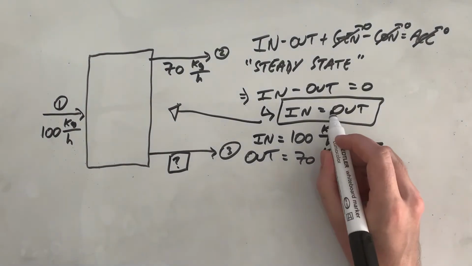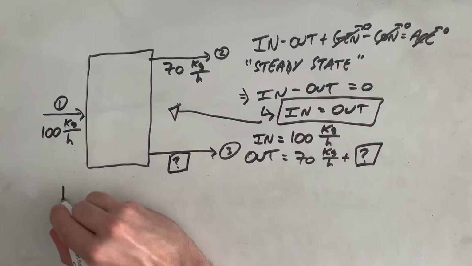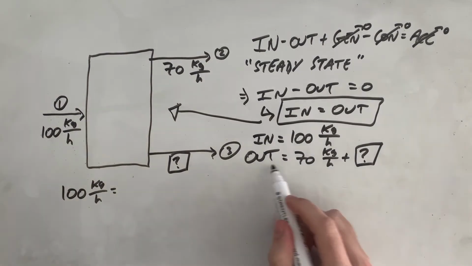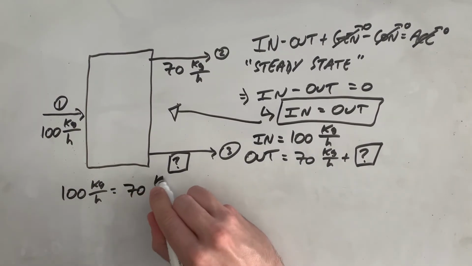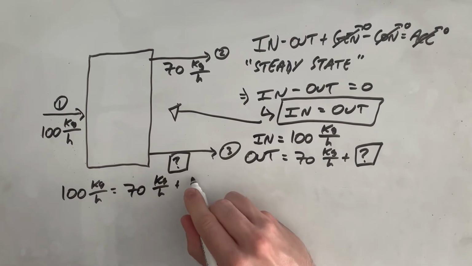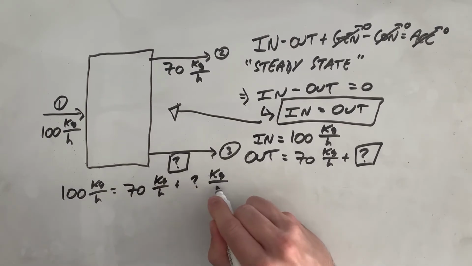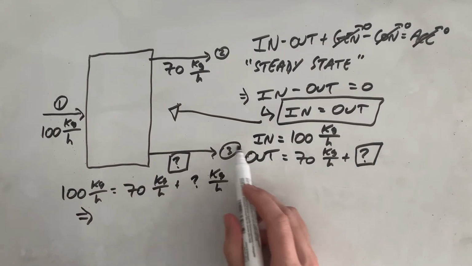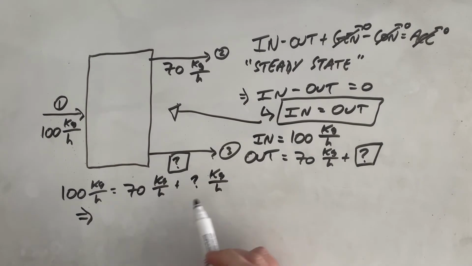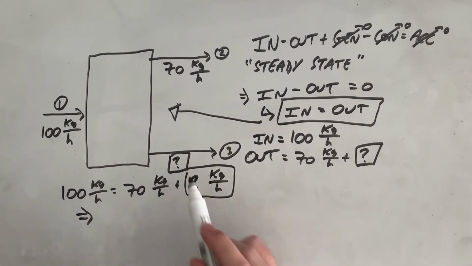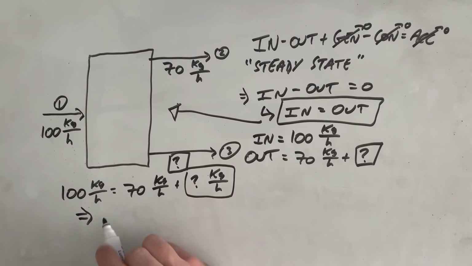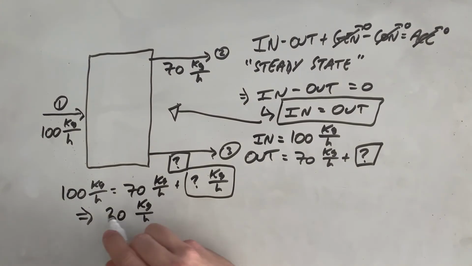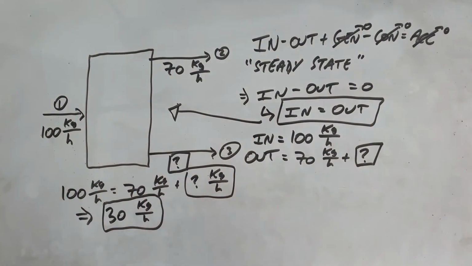So substituting this into here, we get our in, 100 kilograms per hour, equals out, which is 70 kilograms per hour, plus our question mark, kilograms per hour, which means that our solution in terms of finding this unknown flow rate here is simply to make this term here the subject of the equation, which is simple enough. 100 minus 70 is 30 kilograms per hour, which would be the answer in this case.